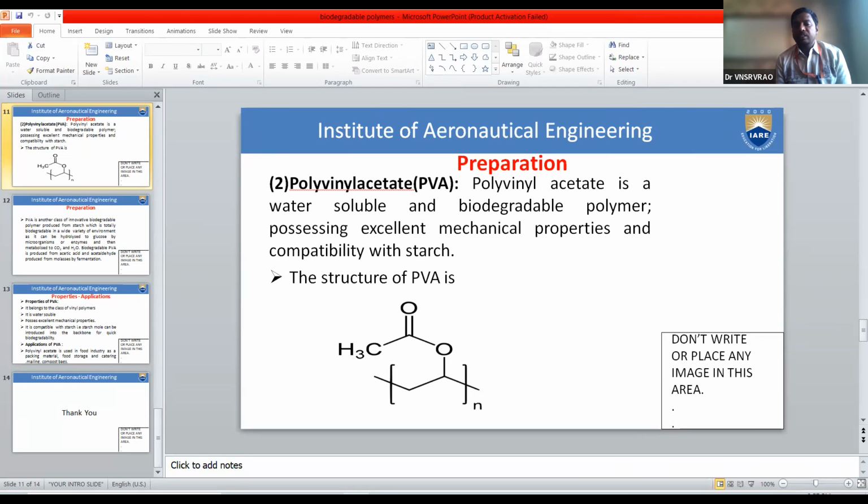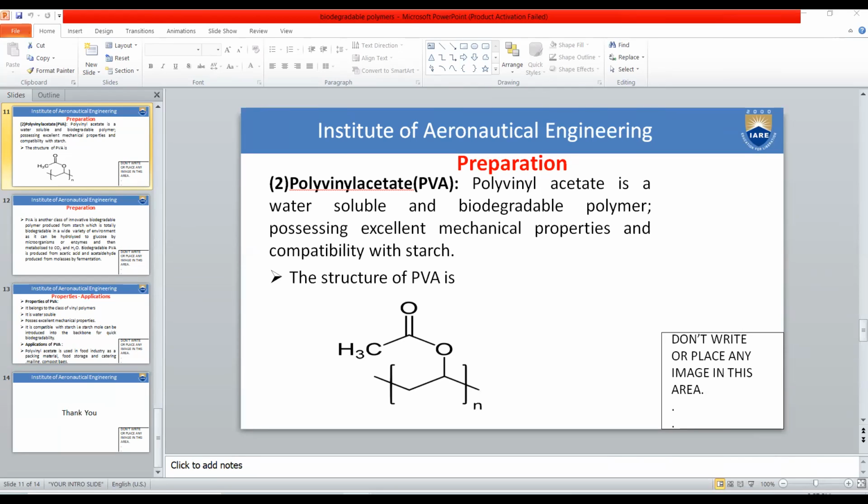What is the definition of synthetic biodegradable polymers? Which are produced from chemicals or biological processes. Okay, very good, that are biodegradable. And how many types are present in synthetic biodegradable polymers? Two types. What are they? Polylactic acid and polyvinyl acetate.